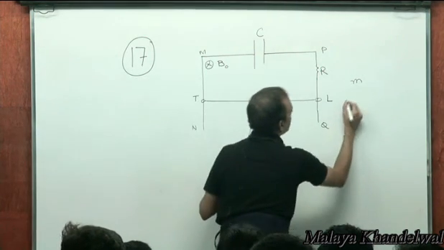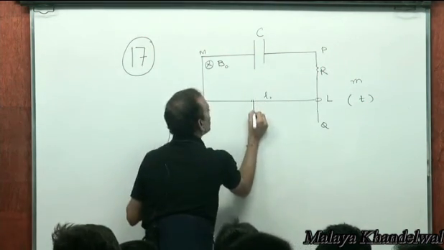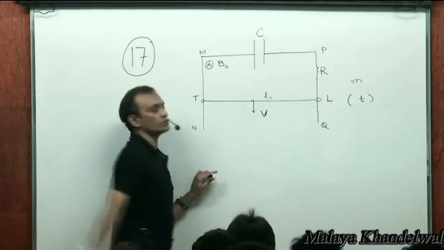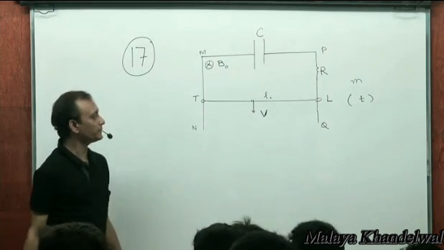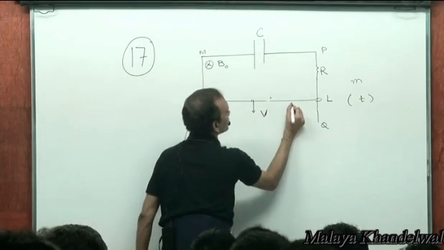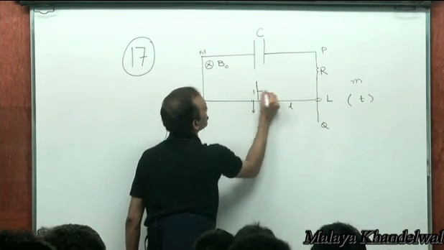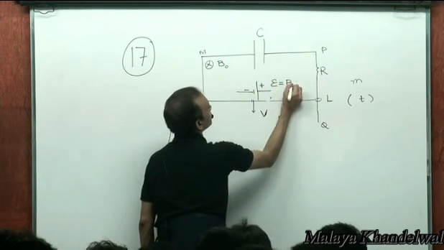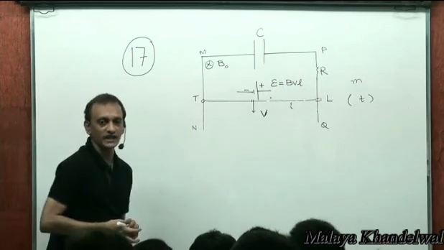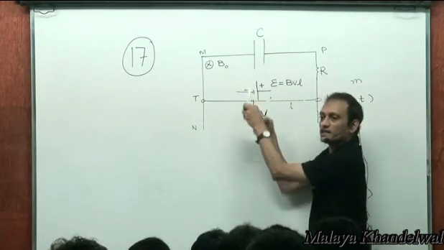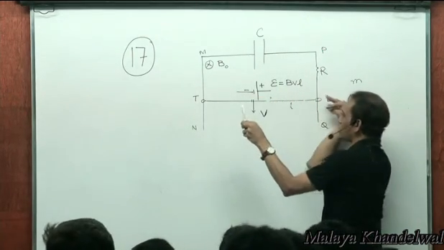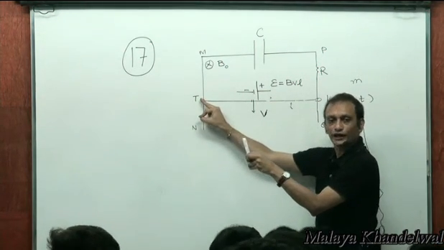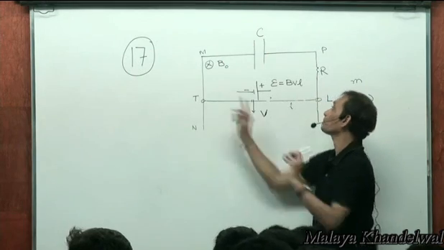At a certain instant of time t, say, the rod has a velocity v downwards, right? Then do you realize that it will serve as a seat of EMF, epsilon equal to BvL, this way? I hope you realize why this sense, because v is like this, B is like this, so v cross B would be like this. So this would be connected to the positive terminal, this would be connected to the negative terminal of the battery, right?